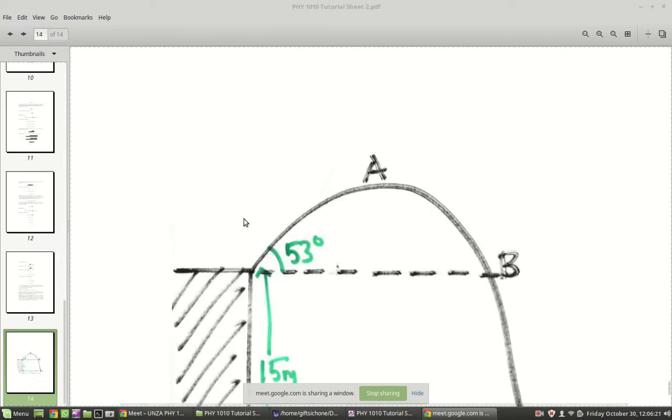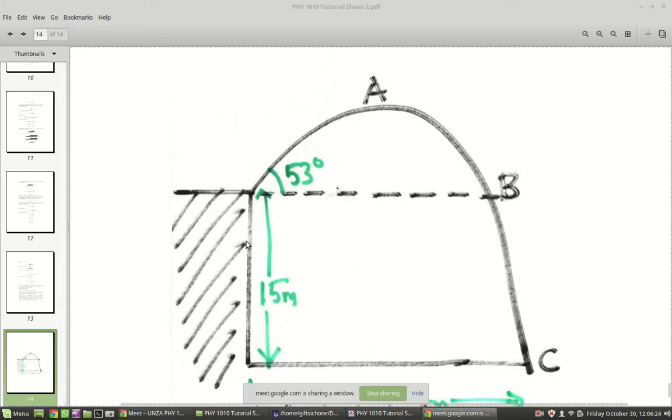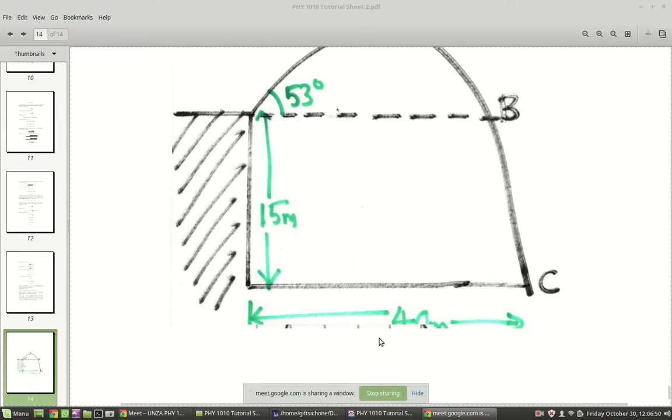So what do we have? Basically, what we have looks like this. The point of projection is here, 15 meters above the ground. Then you launch the coin at an angle of 53 degrees. The coin goes up, reaches maximum height, and then comes down, passing through B, C. The horizontal distance which the coin travels is 40 meters, which is the range from the point of launch. Okay, so that's what we know.